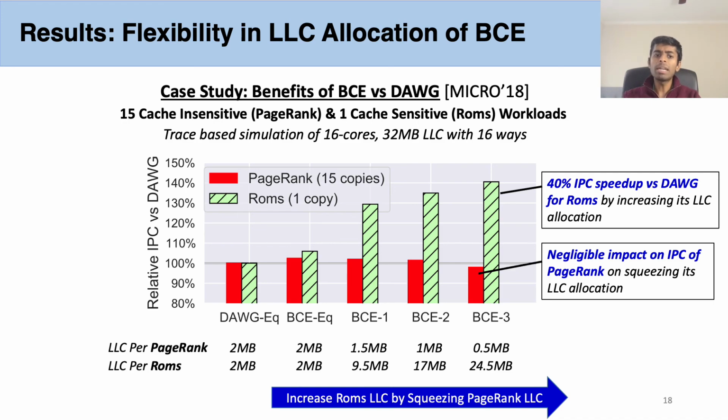For instance, BCE can have several configurations where the PageRank LLC allocation is squeezed and the ROMs LLC allocation is increased, and this can boost ROMs performance by up to 40% compared to DAWG, while keeping the impact on the IPC of PageRank negligible. Thus, the fine-grained cache allocations that are customizable for BCE are extremely beneficial for performance.